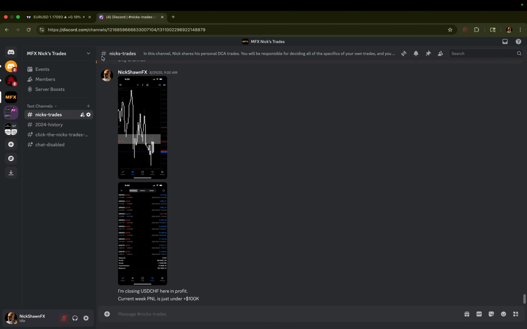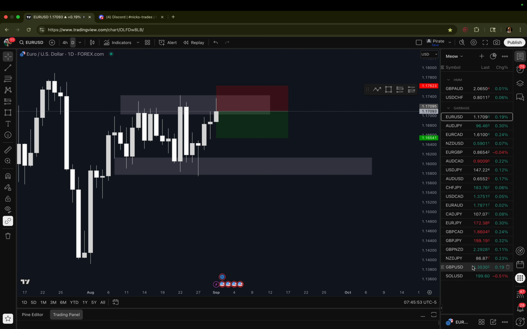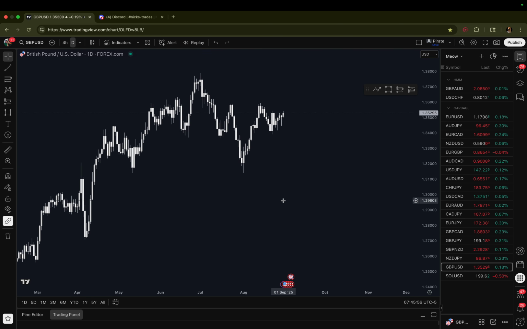I'm going to go call this EURUSD trade out right now in the group, and we'll see. This will be our first trade of the week, and then I'm going to glance through everything else here.